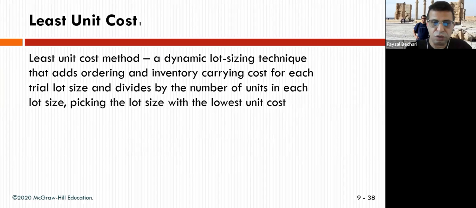Now, the least unit cost method is a dynamic lot sizing technique that adds ordering and inventory carrying costs for each trial lot size and divides by the number of units, as I said, lot sizing, picking the lot size with the lowest unit cost. So basically what I'm trying to tell you here, first of all, we're not going to go deeper than this because there are so many calculations and it's very confusing.